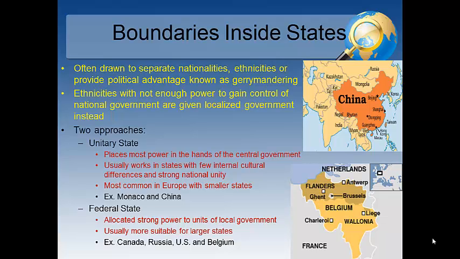Think about the United States with smaller subdivisions of states, let's say like New Jersey and New York. They allocate power to those local governments to run those localities. Now, another example is Belgium, a very small state, but nonetheless, when we look back at the definition of why boundaries are inside states, is due to, let's say, ethnicities. And here we have Belgium separated by two different ethnicities.